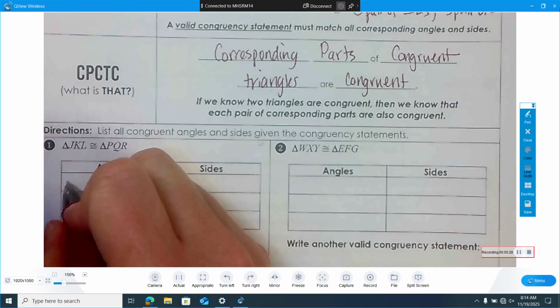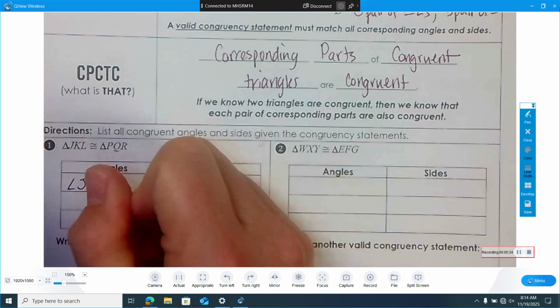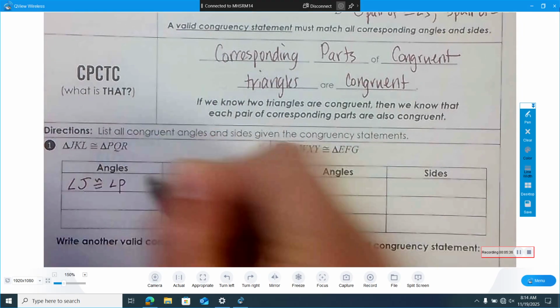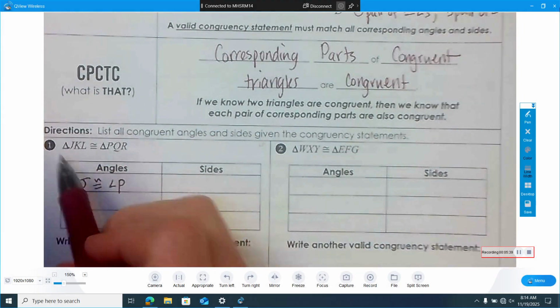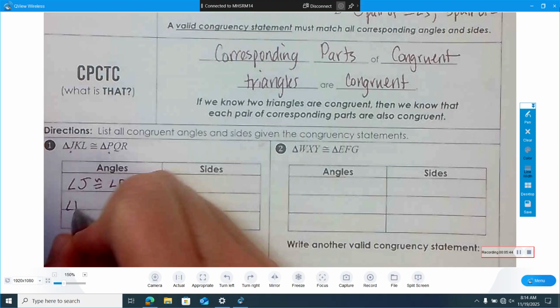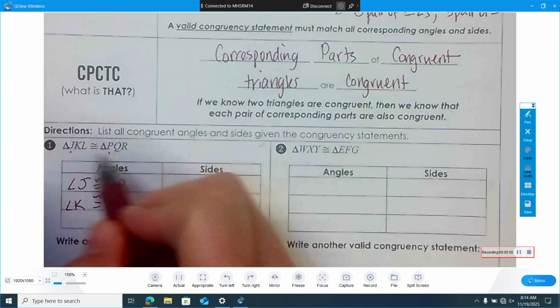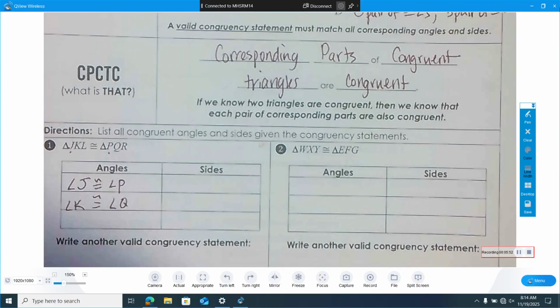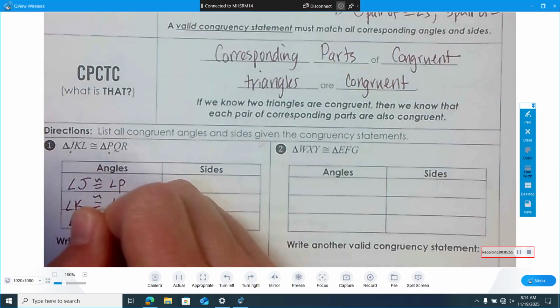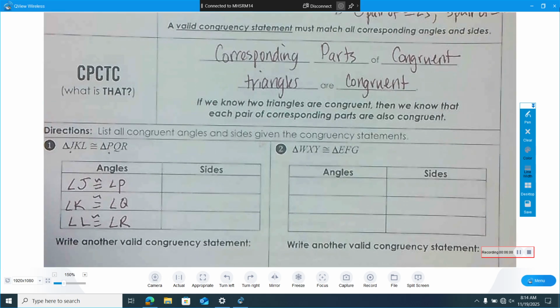So angles, right off the bat, angle J has to be congruent to angle P. Why do we know that? Because they were both placed first. They match, all right? Angle K would be congruent to angle Q. Again, they were in the second position. They must match, all right? And then angle L is congruent to angle R, all right? And again, those were in the third position, so they're a pair that matches. Does that make sense to you? All right, so now we do the same thing with the sides.